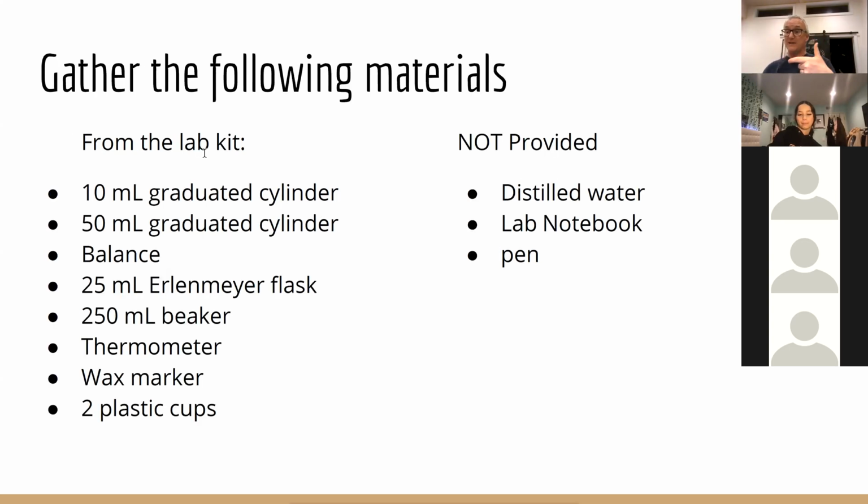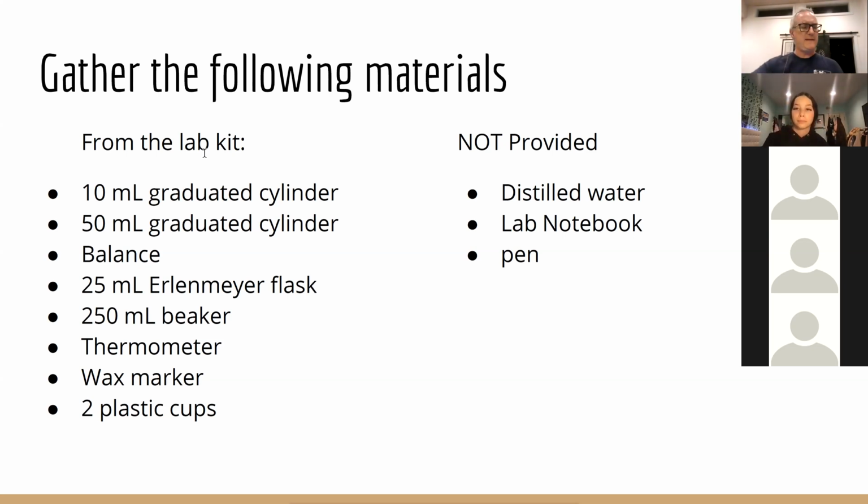So if everyone has their kit, these are all the things that we're going to be using tonight. So we have our cute little graduated cylinder. This is 10 mils. And one of the things it says on it, I don't know if you notice at the very top, it says two things. It says TD and TC.